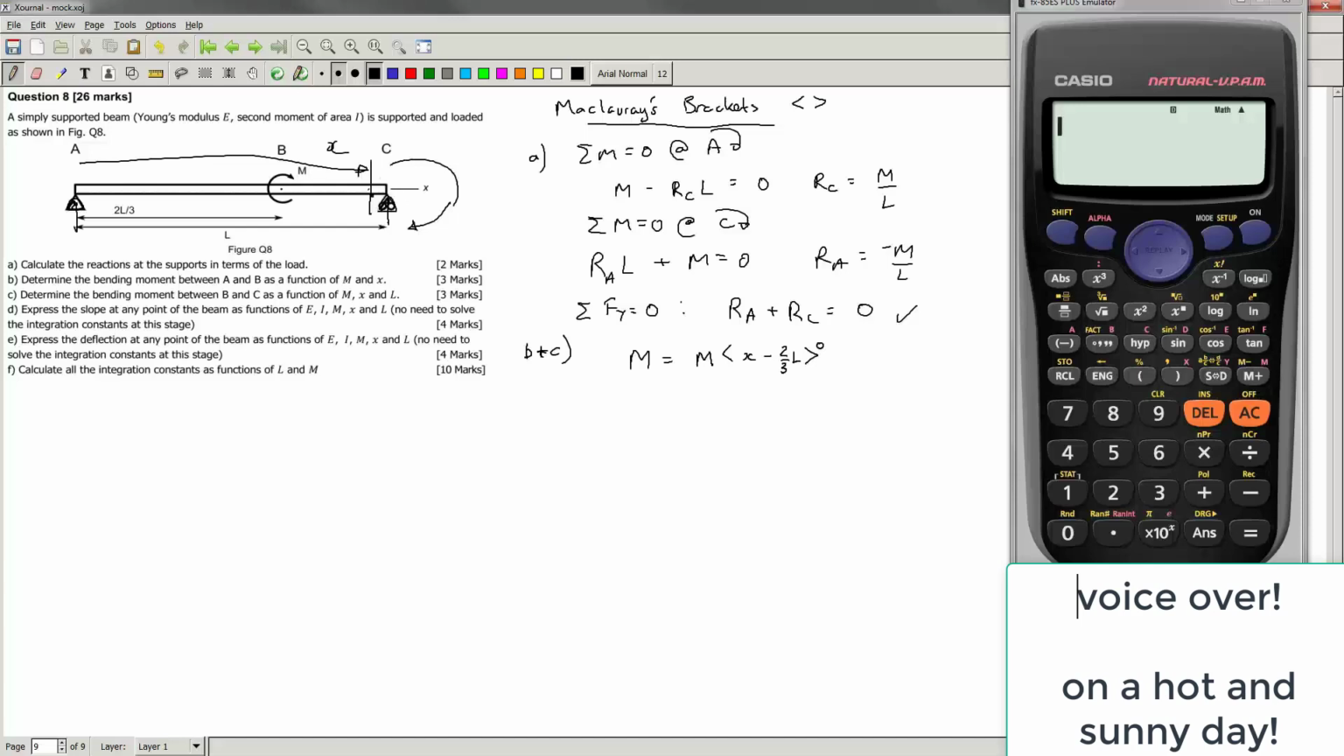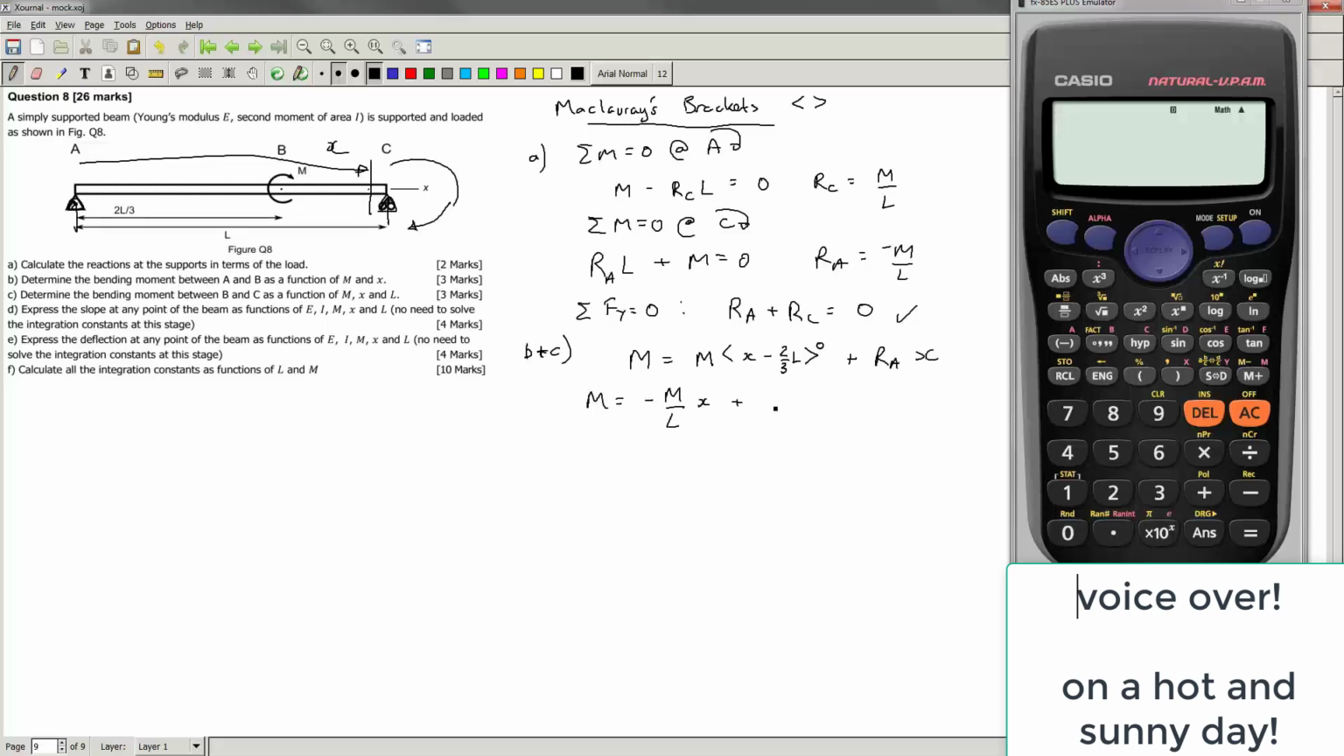So that sounds a bit odd. Why am I taking M and multiplying it by a term and raising it to the power 0? Well, it's working as a switch. The Maclaurin's bracket tells me that if the thing inside the bracket is less than 0, it switches off. It's a 0. And if the thing inside the bracket is greater than 0, it switches on. That's when it's raised to the power 0. So that's all it does, raised to the power 0. The other moment you're going to get is from the support at pivot A, and that's simply going to be RA times X.